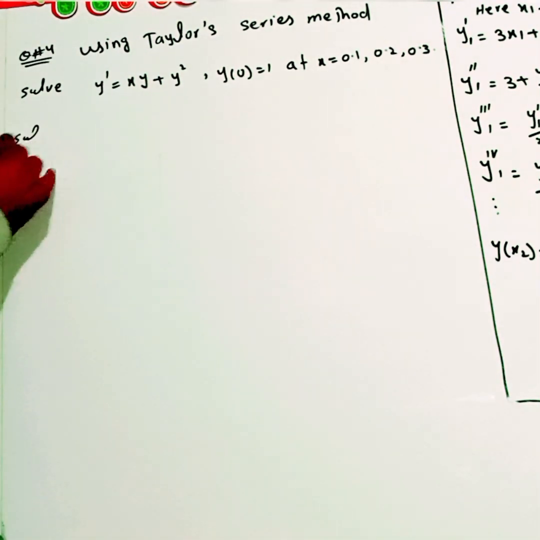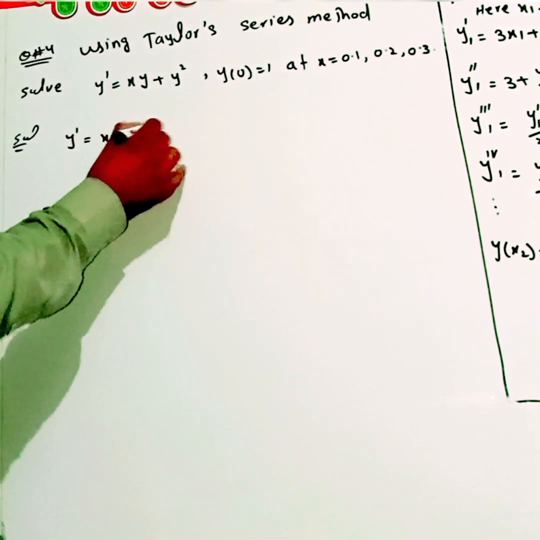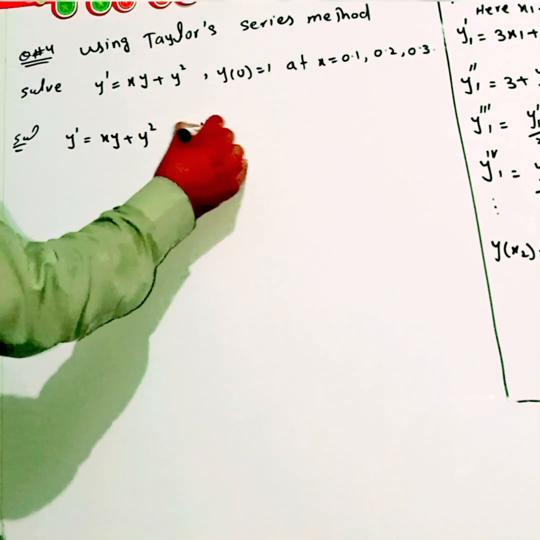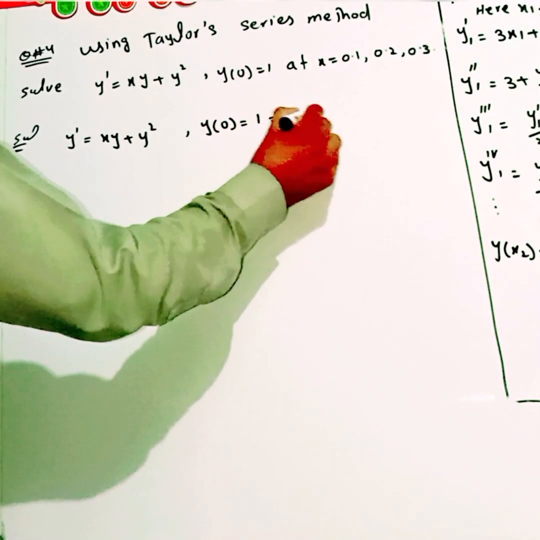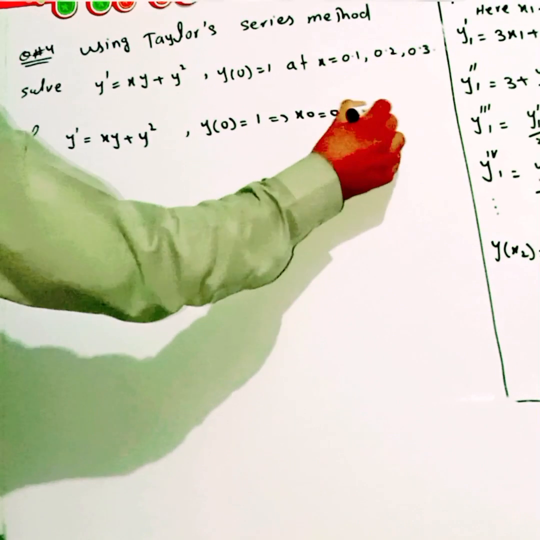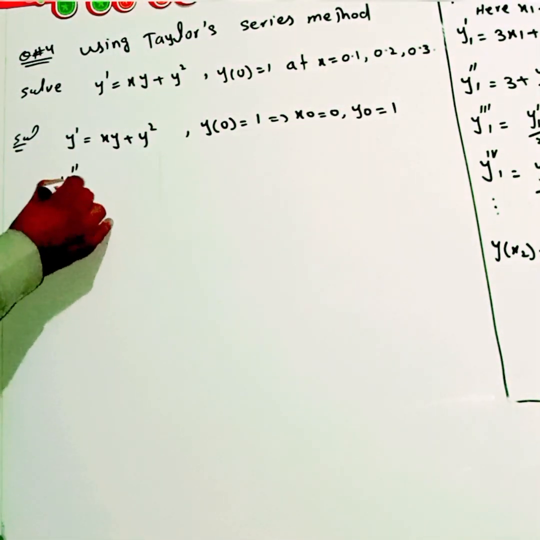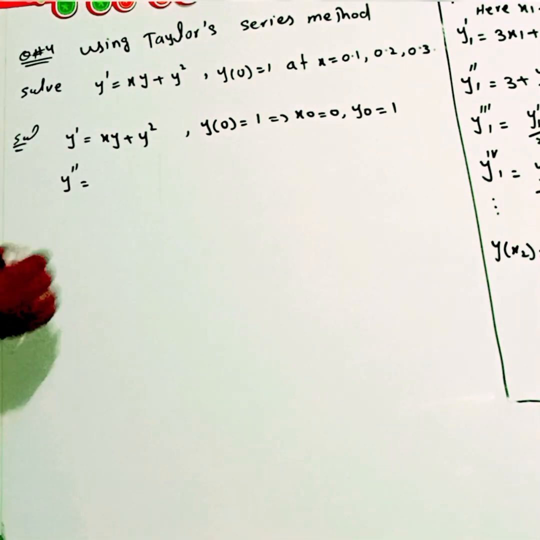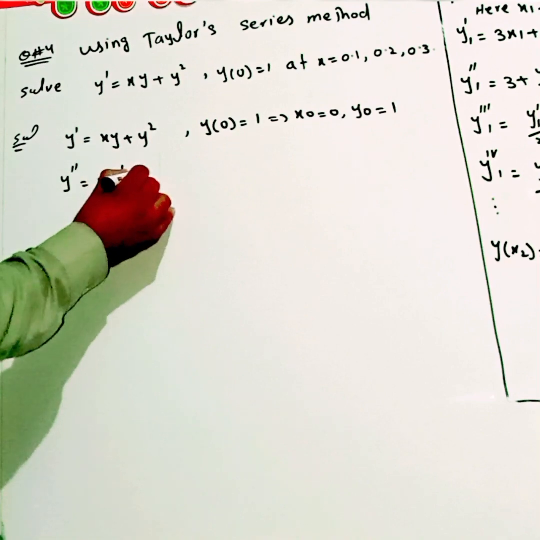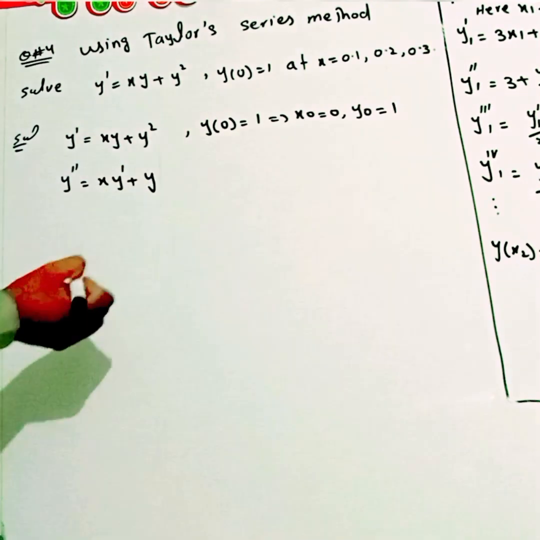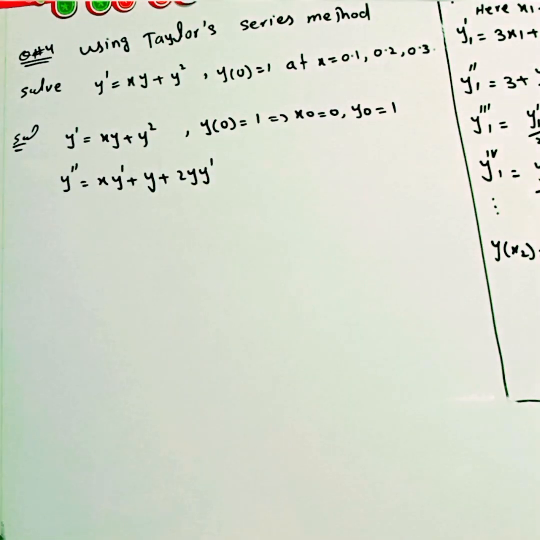Now start the solution. Given that y prime is equal to xy plus y square and y of 0 is equal to 1. This implies that x naught is equal to 0 and y naught is equal to 1. Now we take the derivative: y double prime is equal to, here we use product rule, x as it is, derivative of y plus derivative of x is equal to 1 and y as it is, and derivative of y square is equal to 2y y prime.